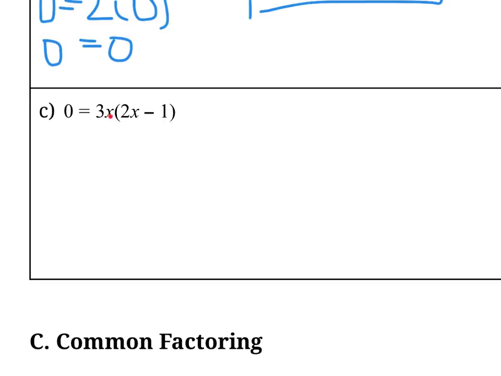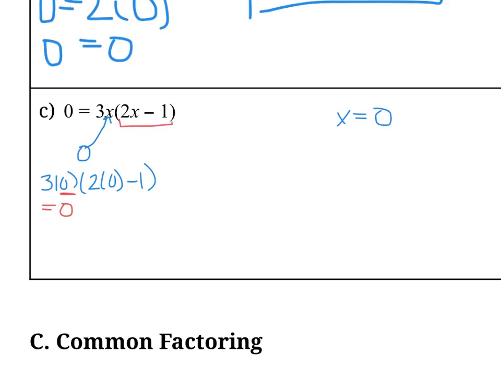So for this guy right here, maybe this one's obvious to you. If we plug in a 0 here, then we would have 3 times 0 times 2 times 0 minus 1. And because we've got this times 0 right here, the entire thing would be equal to 0, and we have a solution. So we know that one solution, we'll put it over here, is x is equal to 0. How about this other guy here? So how about this one?